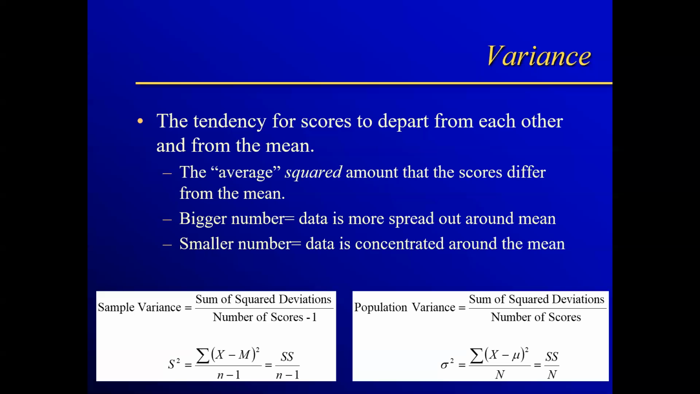So the variance mathematically is the average squared amount that scores differ from the mean. And this will make a lot more sense with an example. But what you need to know is a bigger number means that data is more spread out, and a smaller number means that data is more concentrated.